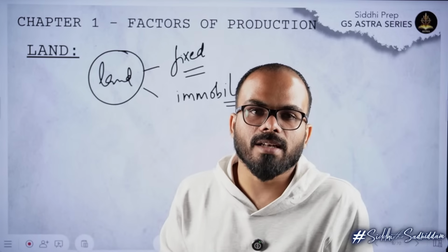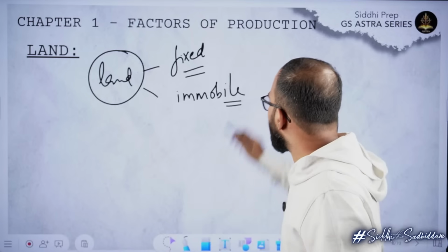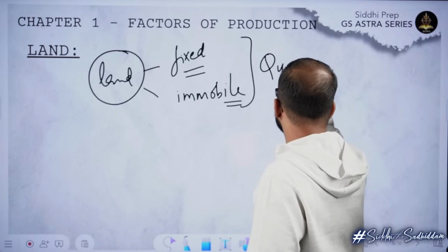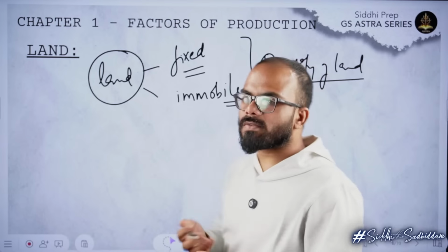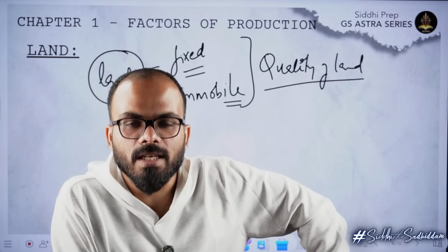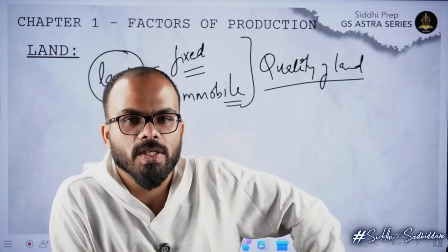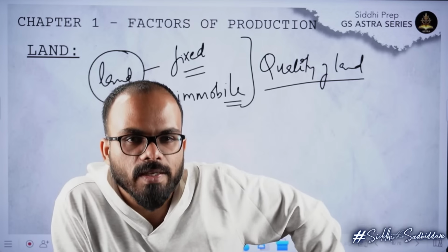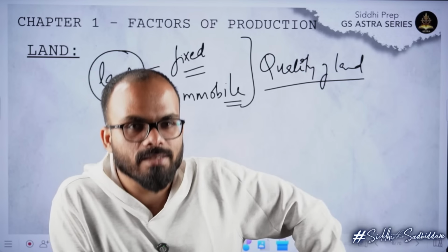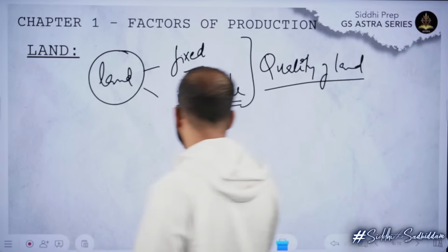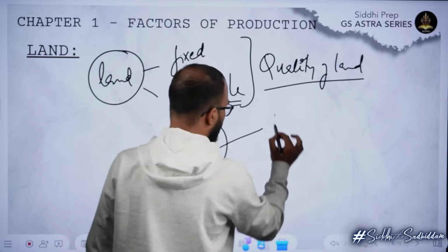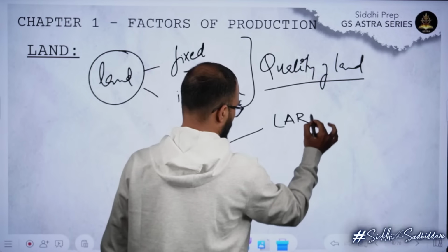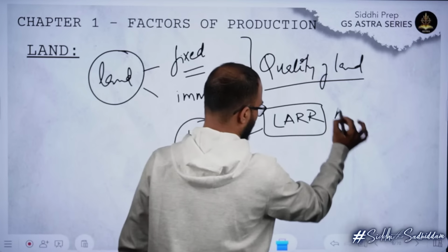So as far as land is concerned, we need to ensure quality of land. We need to ensure that we improve the quality of land constantly so that our factor of production, that is land, is always good. And with respect to land, in the exam, they can ask you two different things. First thing that they can ask you with respect to land is the Land Acquisition and Resettlement Rehabilitation Act.